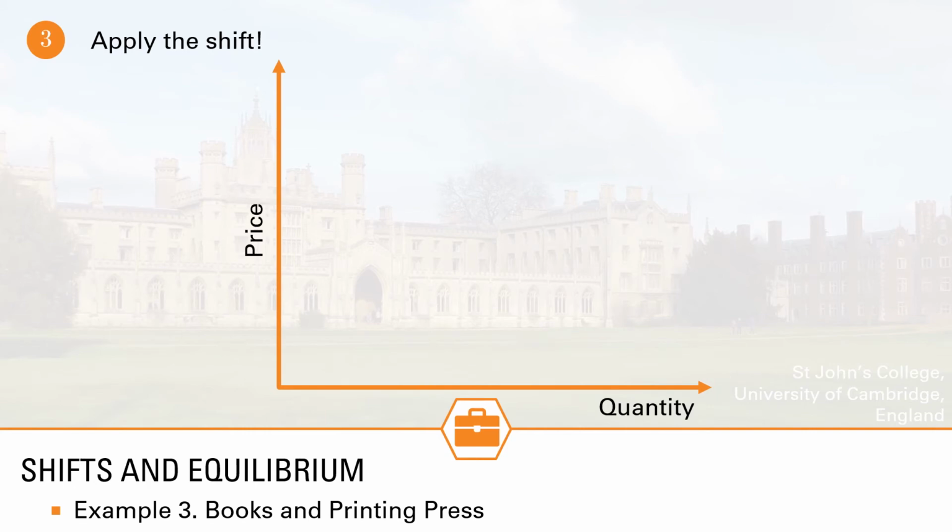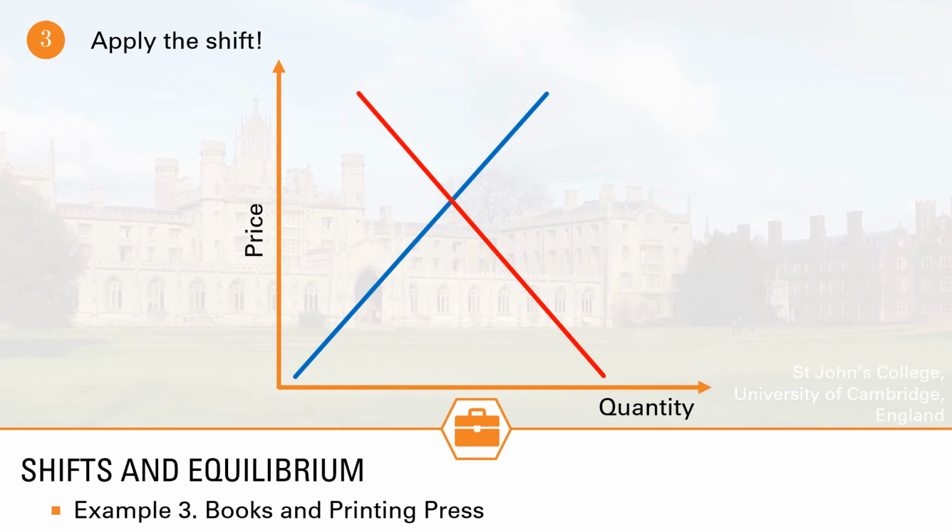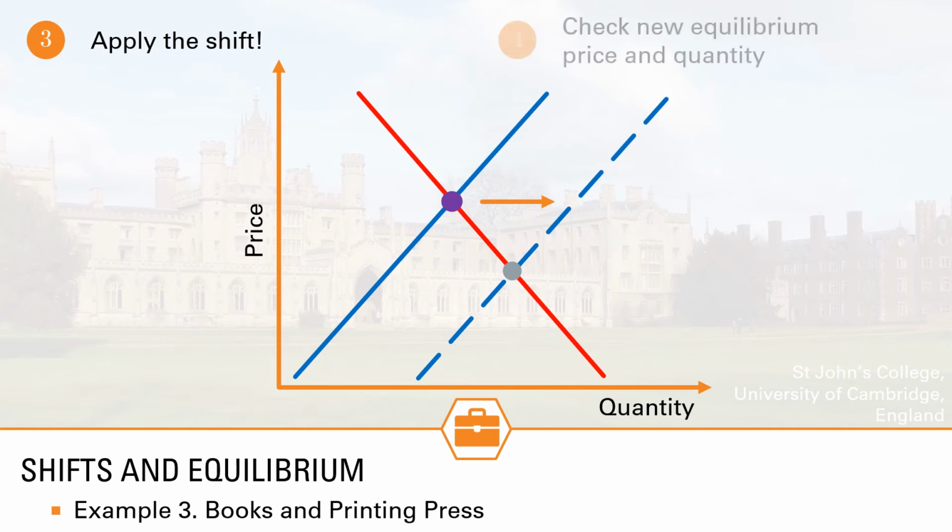So we've got our original supply curve there and our original demand curve there. The demand curve doesn't move, so the red line stays. However, the supply curve does move, and by the way, that's an equilibrium. The supply curve moves to the right because we've got more books now because of the printing press. And again, new intersection. The red line doesn't move, the blue line does move to become the dotted blue line. So that's our new equilibrium.